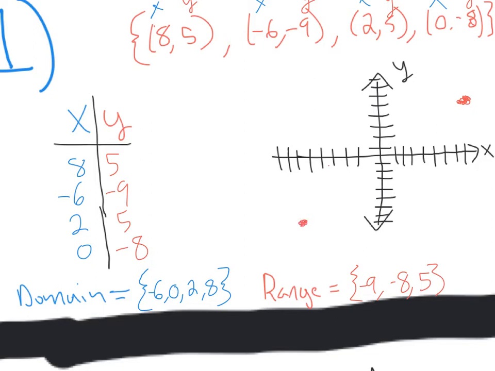Way down there is your next point. And then you've got 2, 5, which is just right there. Right 2, up 5. And then the last point is 0, -8. So I don't go left and right, and I just go down 8. And it would be right there. Okay.